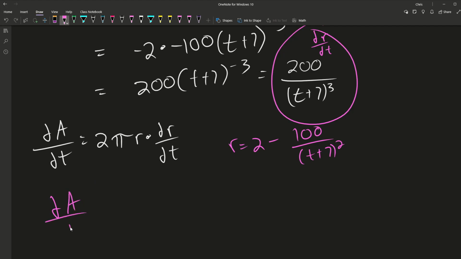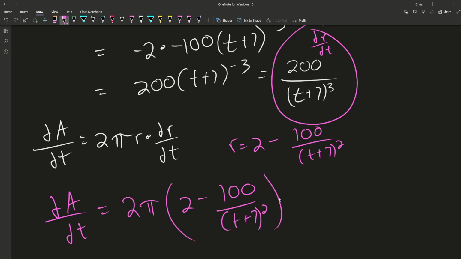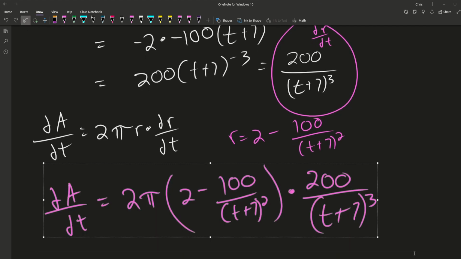So dA dt is equal to 2 times pi times 2 minus 100 over t plus 7 squared, times 200 over t plus 7 cubed. I think that I should change this to be like this. At this point, I think it's fine if we don't fully distribute this and simplify.